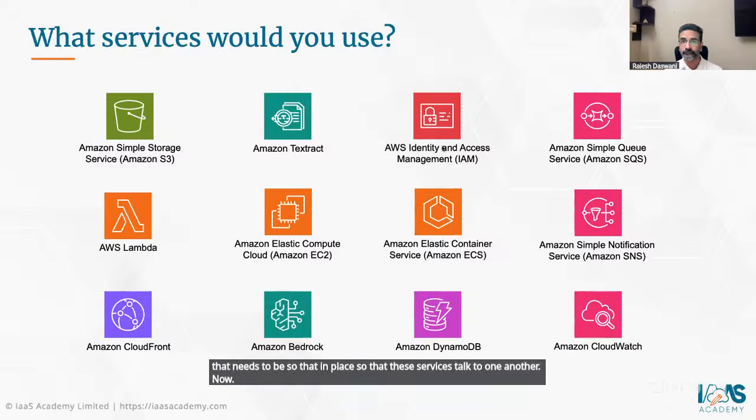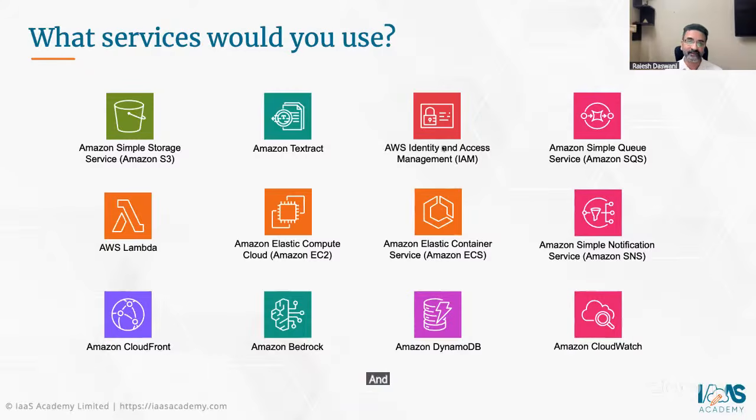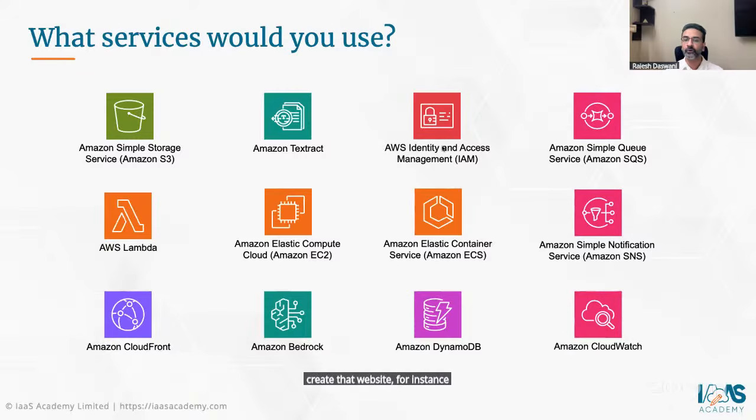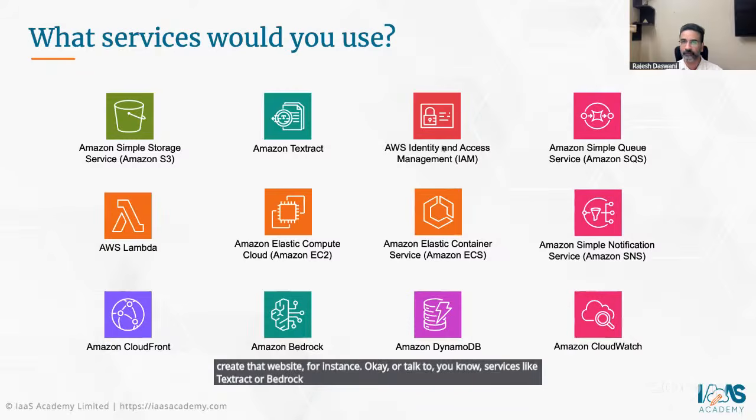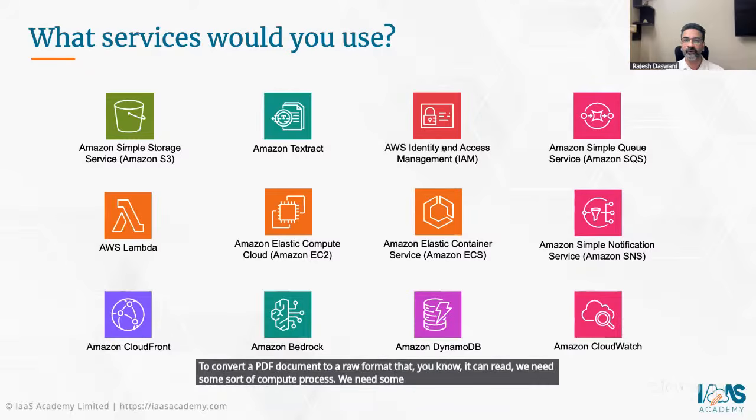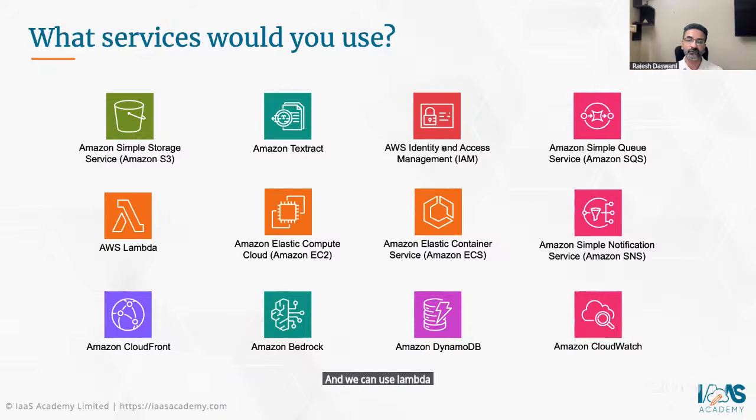Now, EC2 and Lambda or even ECS offer compute services. And these compute services can be used to essentially create that website, for instance, okay, or talk to services like Textract or Bedrock to instruct it to do something. Okay, so if we're going to tell Textract to convert a PDF document to a raw format that it can read, we need some sort of compute process. We need some way to trigger it. So we can use a piece of code to get the data from S3 into Textract or tell Textract where the data is. And we can use Lambda, we can use EC2, we can use ECS.